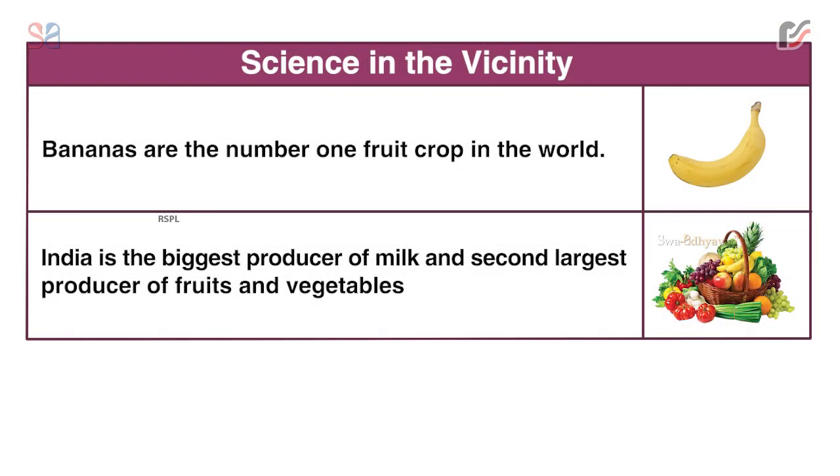Science in the vicinity. Bananas are the number one fruit crop in the world. India is the biggest producer of milk and the second largest producer of fruits and vegetables.